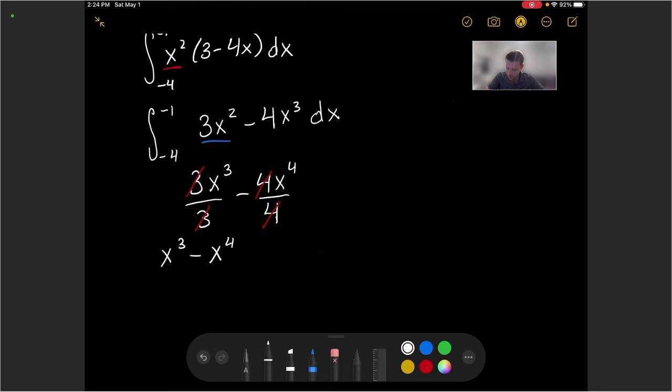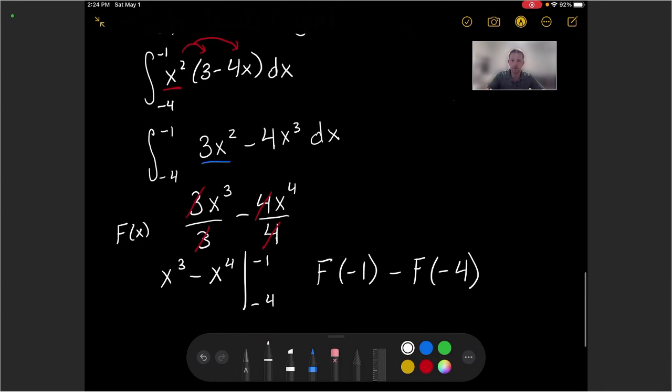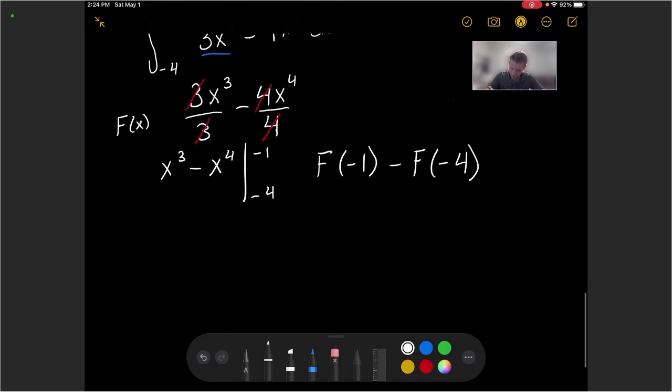This is my capital F of x, and I'd like to evaluate this antiderivative at the points -1 and -4. So with the fundamental theorem of calculus at work here, what I'm really finding is big F of -1 minus big F of -4. And we'll do that right underneath. This again will give me the area underneath this function's curve from -4 to -1. So let's go to work evaluating this.